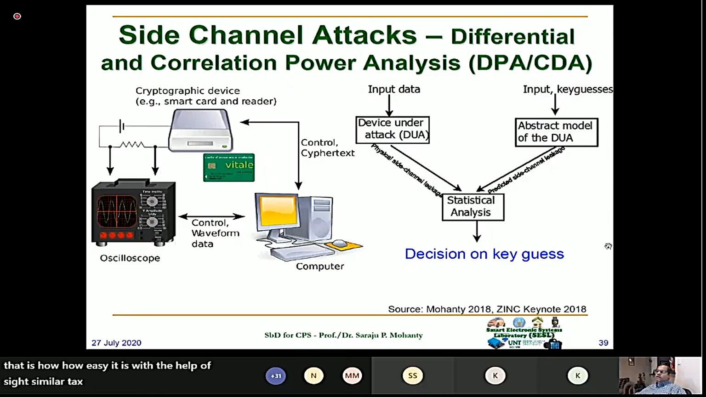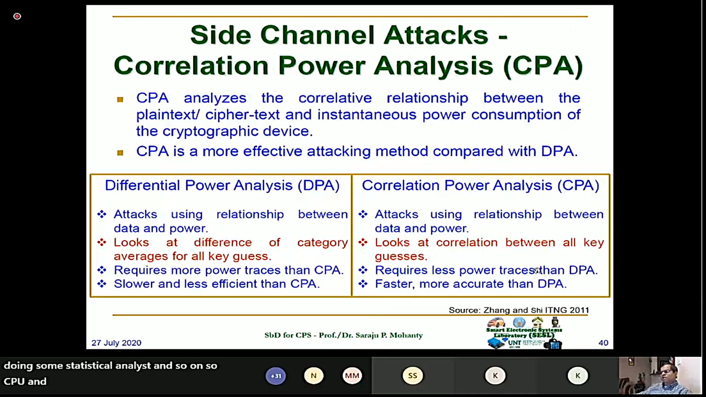The side channel attack can be done with what is called differential power analysis, or correlation power analysis. Essentially you are monitoring the power with the help of an oscilloscope-like device, and we want to break the security of this smart card. We don't have to break the encryption at all. We study its power profile, then we make a guess, and we keep converging to the right guess till we succeed by doing some statistical analysis. So CPA and DPA methods are there.